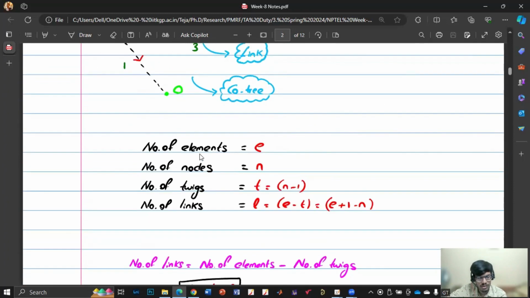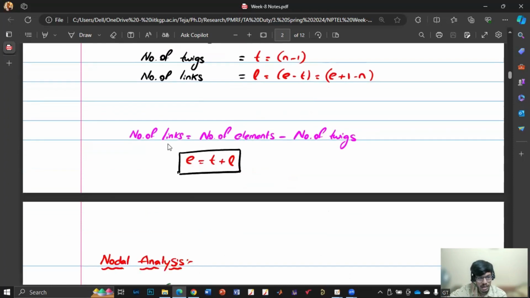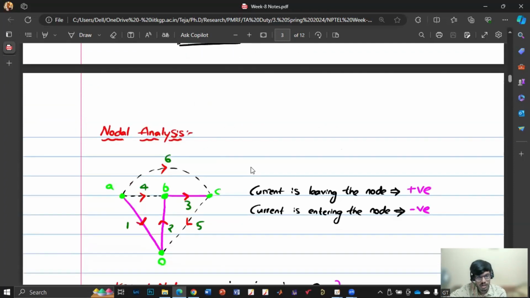So if in any given network the number of elements is E and the number of nodes is N, then twigs will be N minus 1 and links will be E plus 1 minus N. And the number of elements is the summation of the number of twigs and the number of links. I am audible, right? Hello?